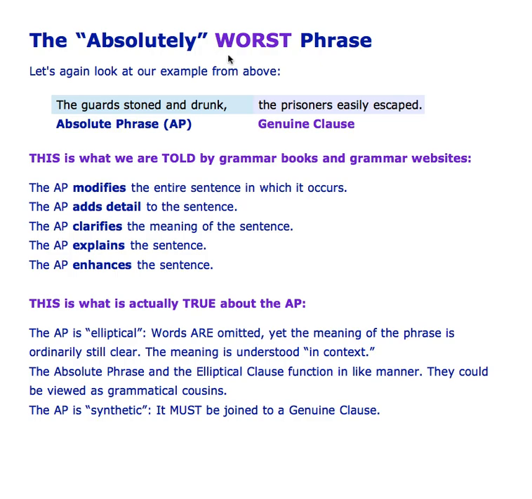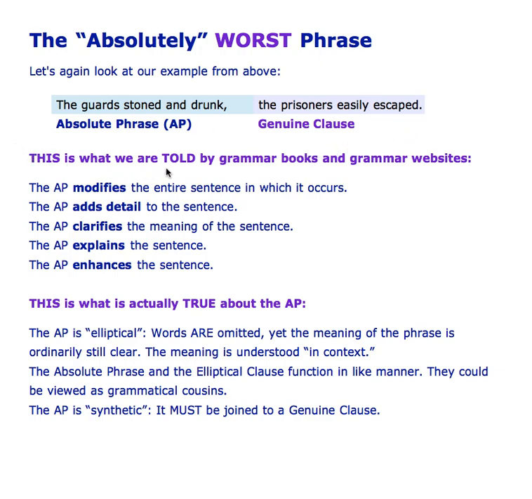Now we move along, and we discover, if we really look at it and really study, that the absolutely worst phrase is the absolute phrase. Let's again look at our example from above. The guards stoned and drunk, the prisoners easily escaped. Here's your absolute phrase, that's what they call it. And here's your genuine or independent clause, okay? This clause here can stand by itself.